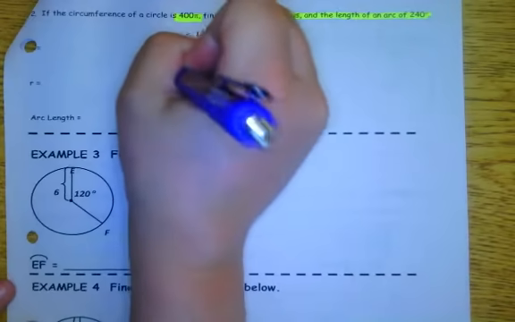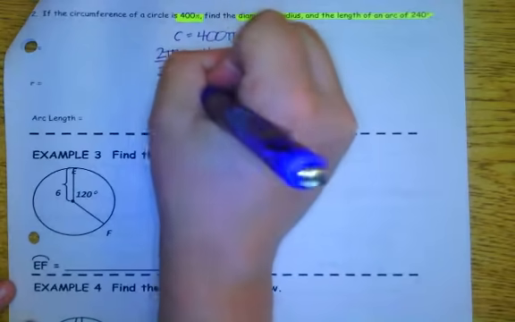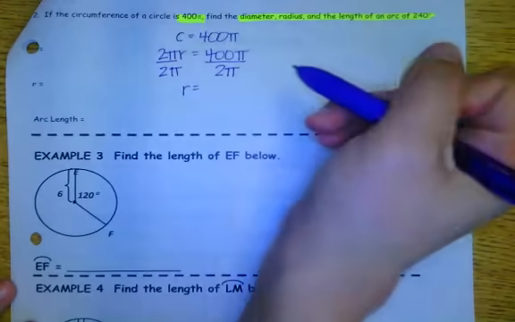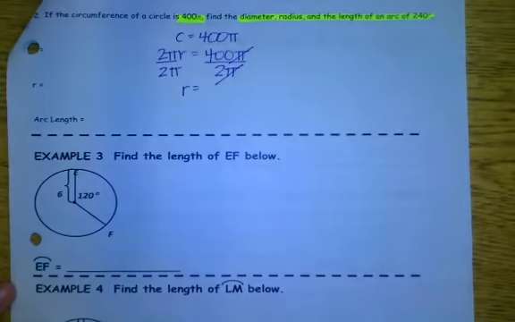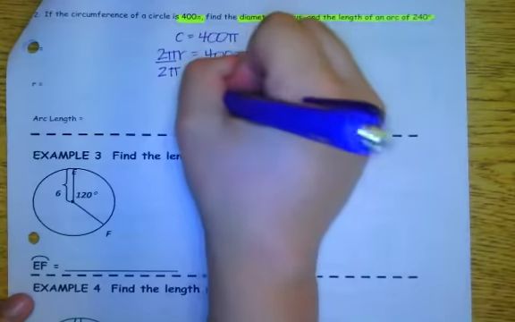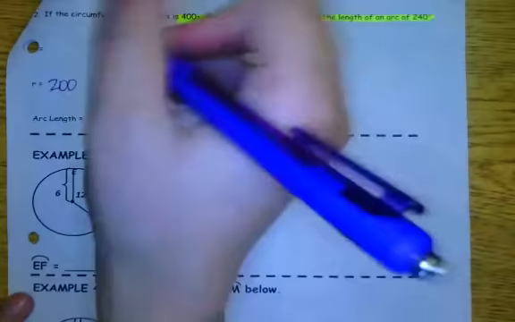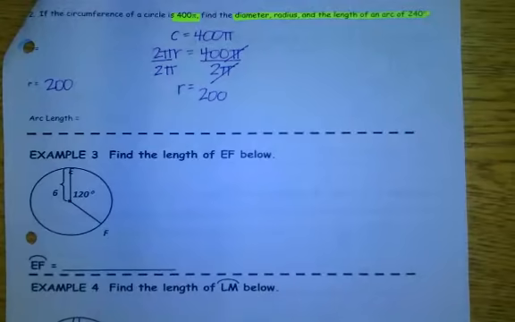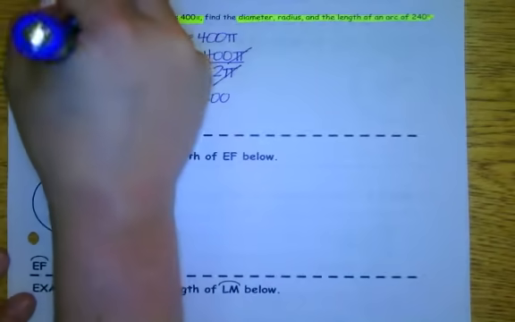So if I divide both sides by 2 pi, your pi's do what? Cancel, because there's one in the numerator and one in the denominator. So your radius is left as 200. Makes your diameter what? 400. And because they don't give us units, we can just put U.